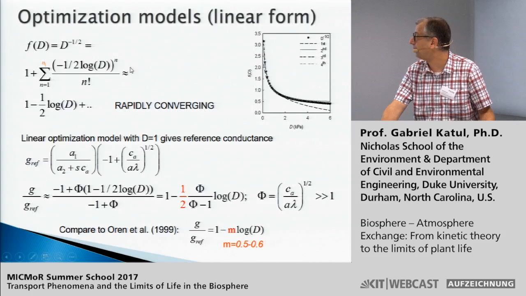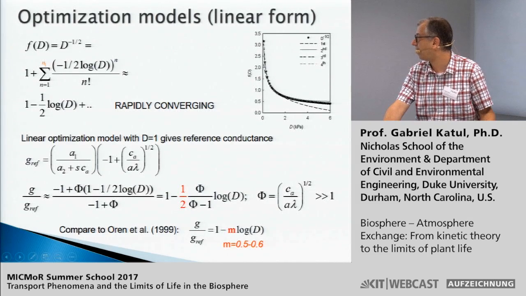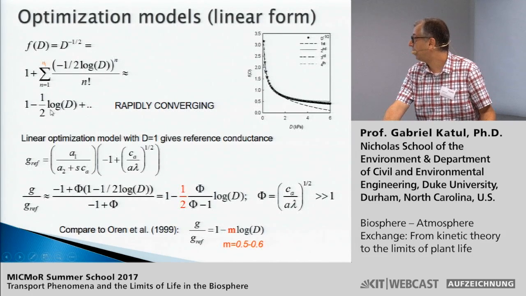If you do that, you automatically notice that any Taylor series expansion of D to the minus 1/2 will have its first term be 1 minus 1/2 log D plus a bunch of higher order corrections. And actually this series converges quite rapidly. In 3 terms, you are almost there. So if you take this linearization of D to the minus 1/2 and do a little bit of algebra, you could show quickly that the D to the minus 1/2 result from stomatal optimization theory is exactly predicting a slope of 1/2 multiplied by this quantity.